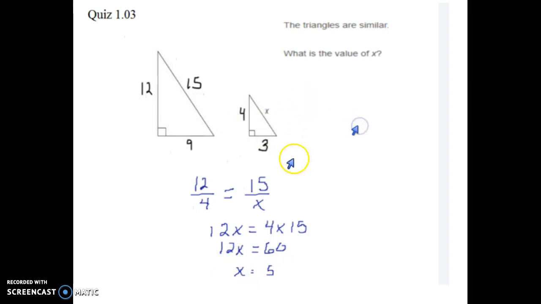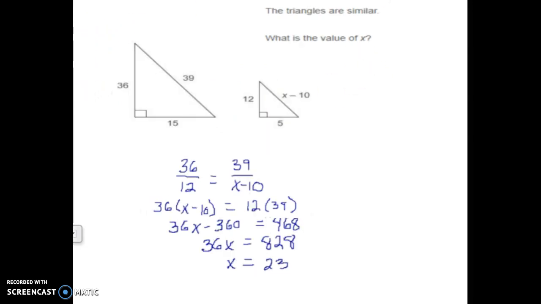You can also do these using scale factors. If we take 12 divided by 4, we can see that we can use 3 as a scale factor. If we divide 15 by 3, that gives us 5 as well.